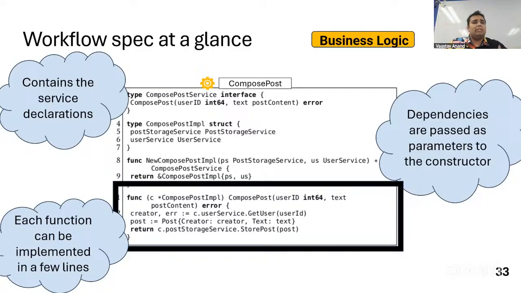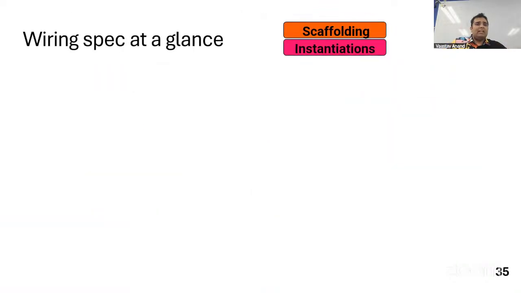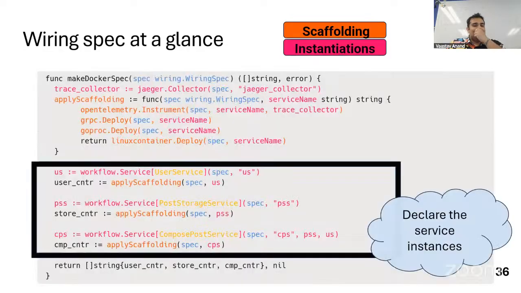That was for the workflow specification. Next, we'll talk a little bit about the wiring specification. Here, in this wiring specification, we're showing how exactly we can take the services that we have defined in the workflow specification and declare instances of that specific service. Here, we're declaring instances of three different services: the user service, the post storage service, and compose post service.